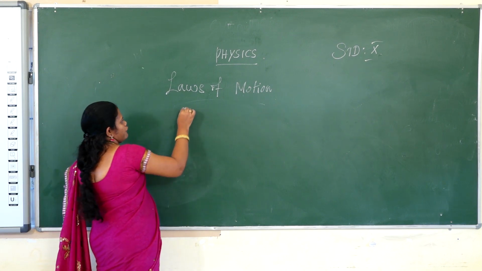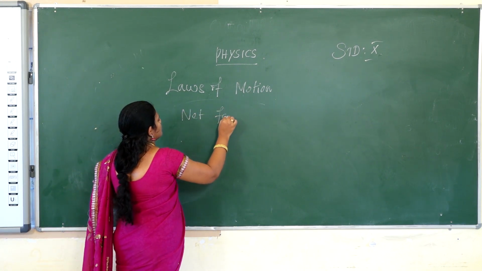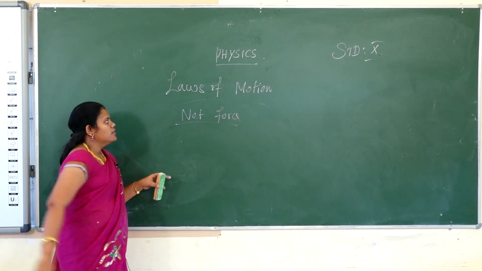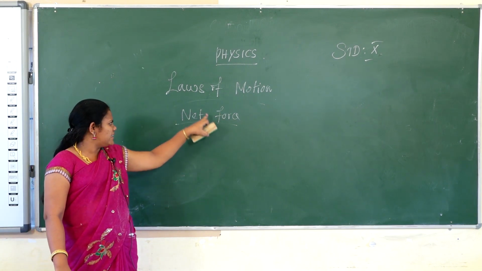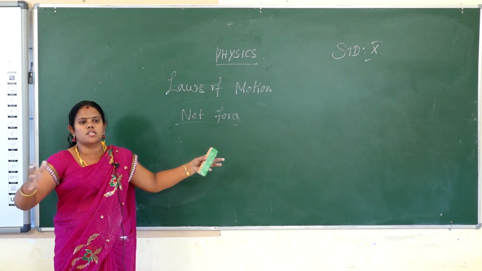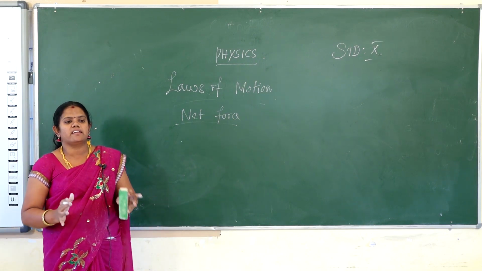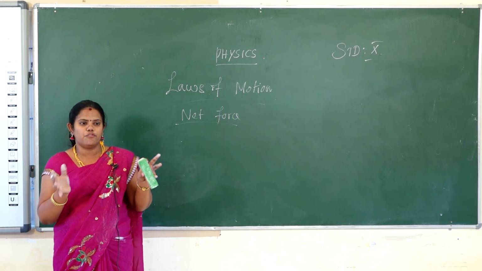Next one is net force. Net force. What does net mean? Net means total. Total number of forces acting on the object. That is called net force.